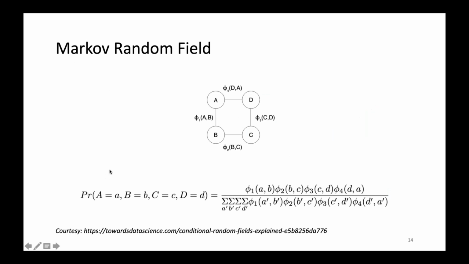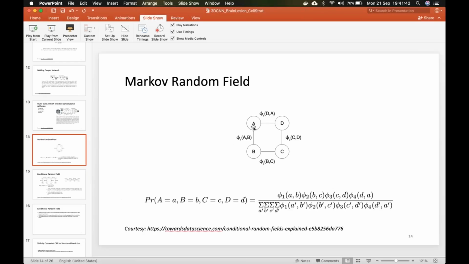So now let's come to what the Markov random field is. I'll just give a brief overview of the Markov random field. A Markov random field is nothing but the probabilities of each of the states. I hope you know the basic Markov theory and all that.